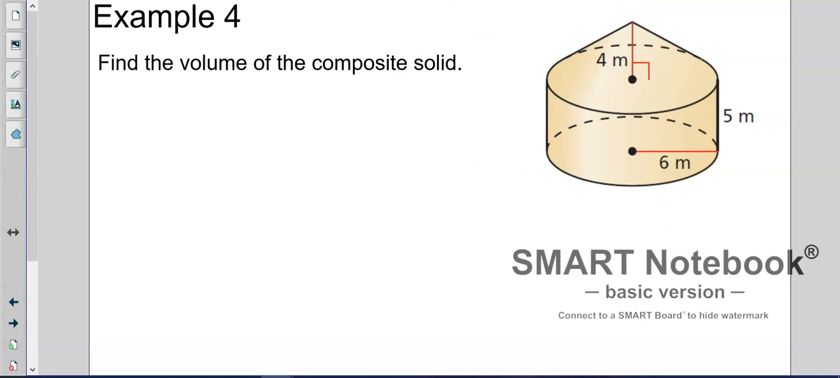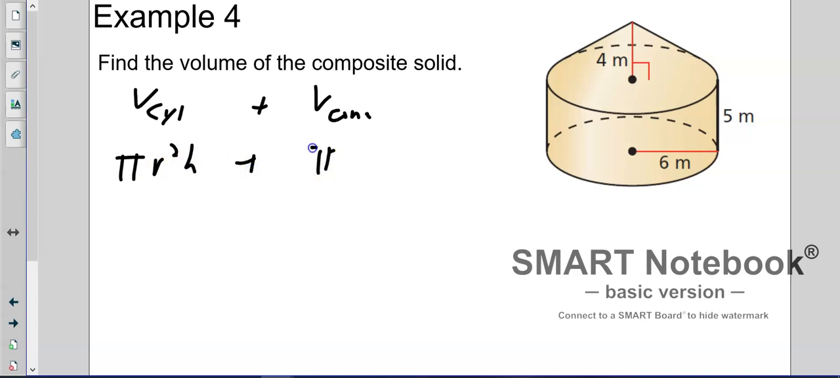So, we have volume of a cylinder and volume of a cone. So, this is pi r squared h plus pi r squared h, but divided by 3. So in other words, a cone is a third of a cylinder. Okay? 3 cones rearranged would fill that cylinder completely.